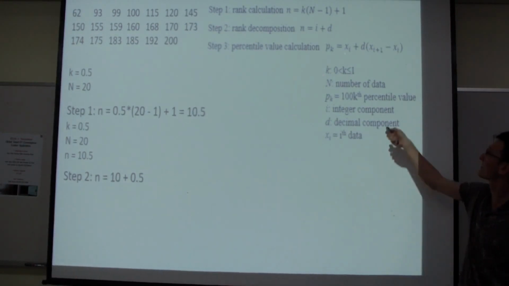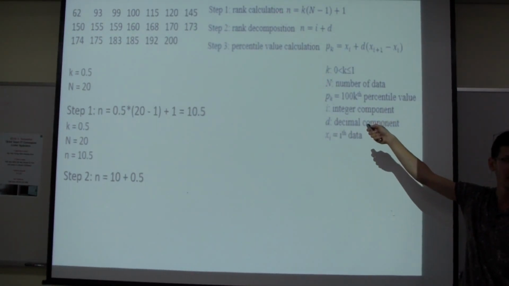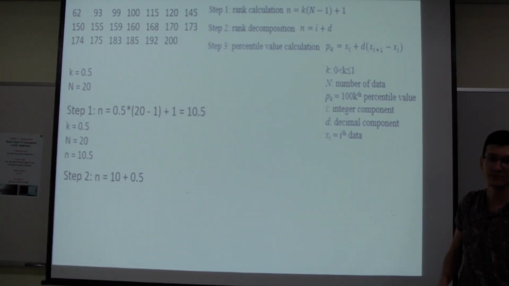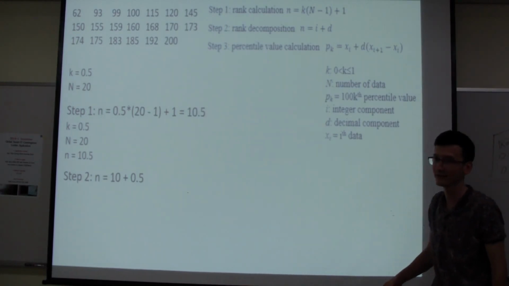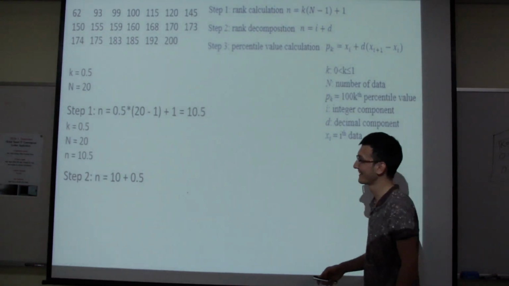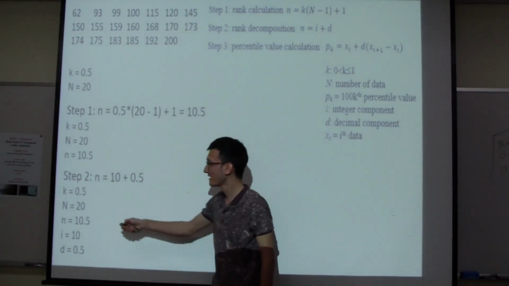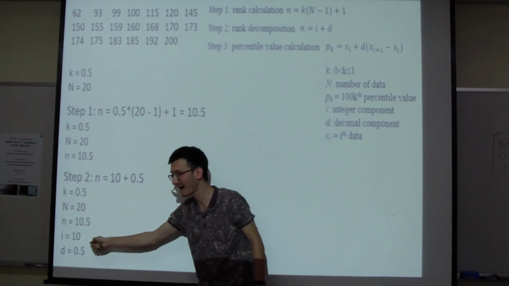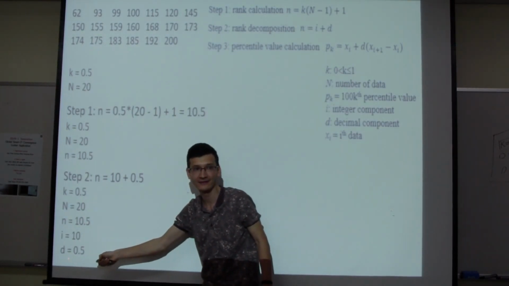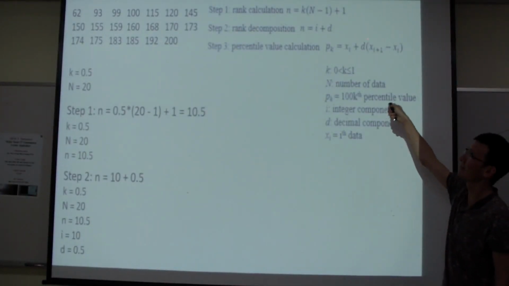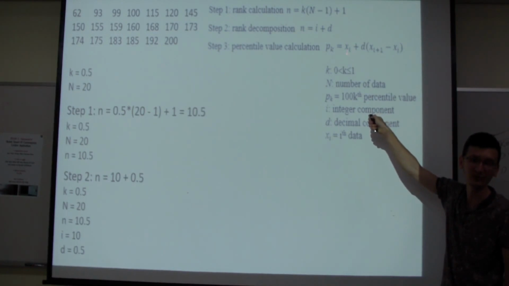Did you understand the next step? From the first step we find the second step. Okay. Next. We know K, we know N, we know little n, we know I, we know D. We know all of them. Now we are able to calculate the last formula.